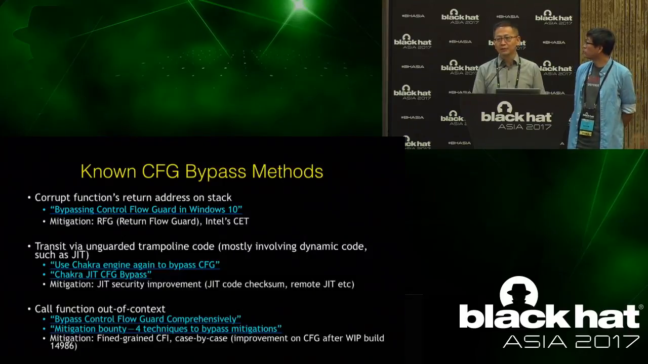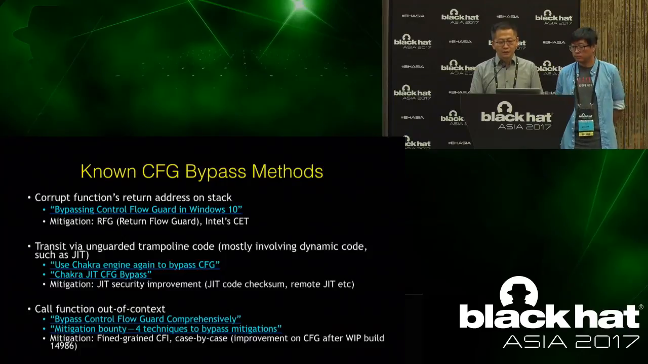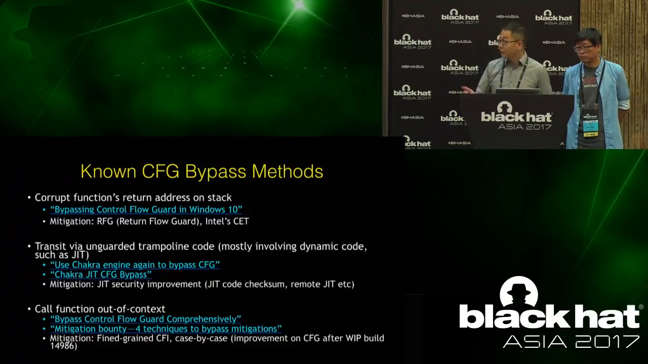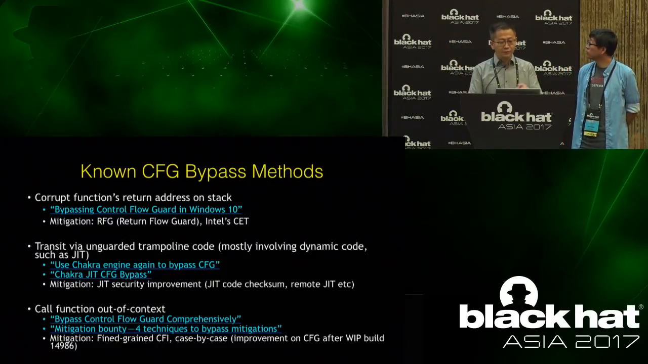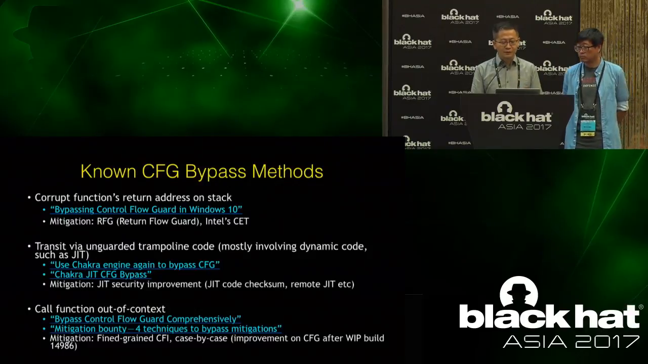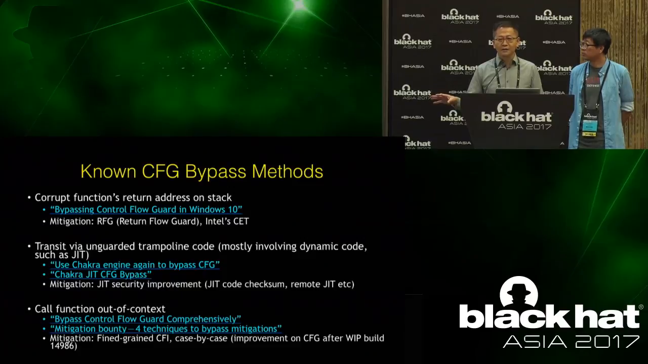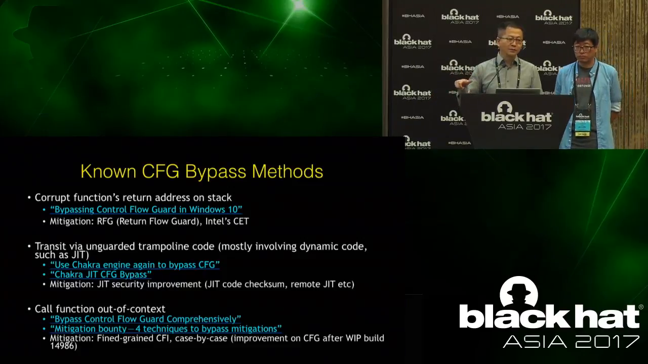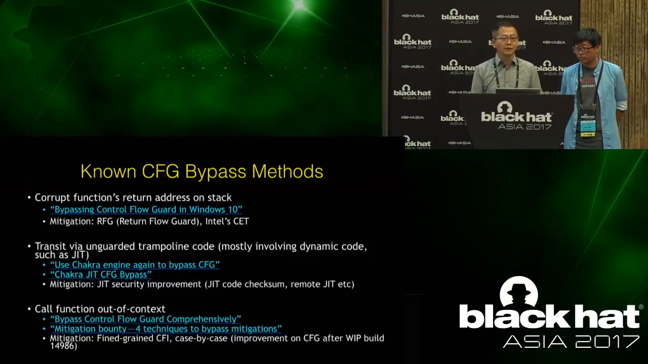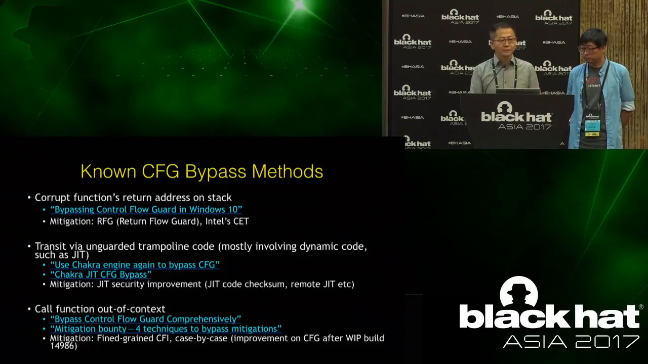Here are some of the known techniques that can be used to bypass control flow guard. The first one is to corrupt the function's return address on the stack. We have the reference here. This is one of the works other folks did for that. The mitigation for this is to use the return flow guard or Intel's CET. The basic idea for that is you have a shadow stack. So when any return happens, the return address will be compared against that shadow stack, so that we can make sure that the return address on the stack cannot be compromised.